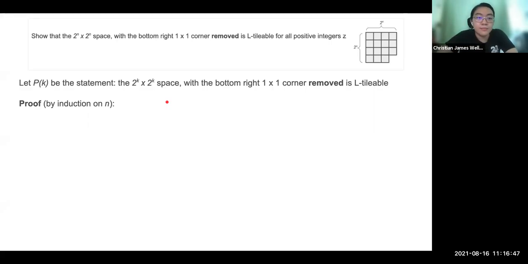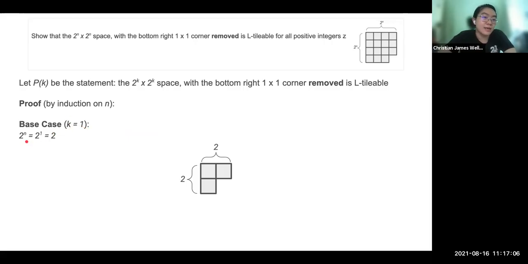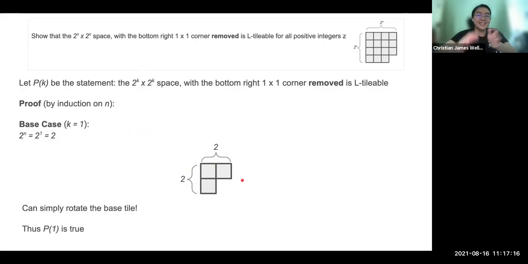So here's the statement. Let Pk be the statement that the 2 power k by 2 power k space with the bottom right 1 by 1 corner removed is L tileable. That's our statement. The base case is very simple. We start with k equals 1, so 2 power k equals 2. Then this is simply the base tile. You can just rotate the base tile clockwise once, and then you get what you need. This is the base case.